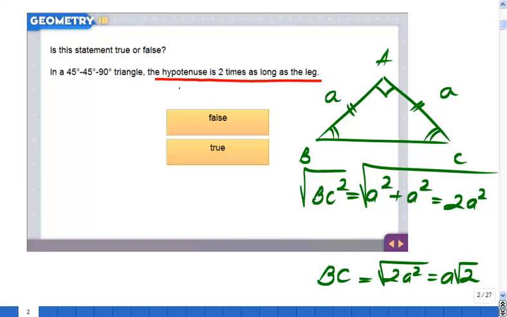Okay, what is the question? The statement: the hypotenuse is 2 times as long as the leg. False, right? Because the hypotenuse is square root 2 times the leg, right? So this is false, and that's how you solve this problem.